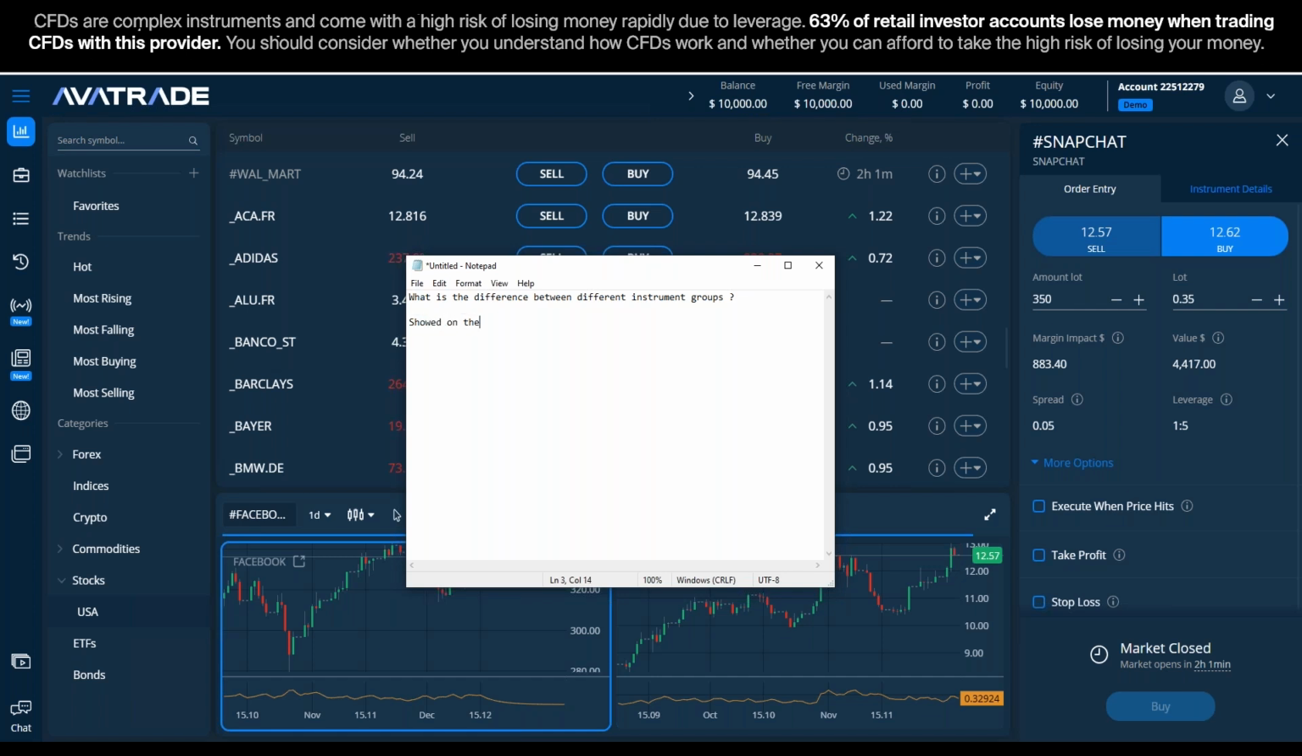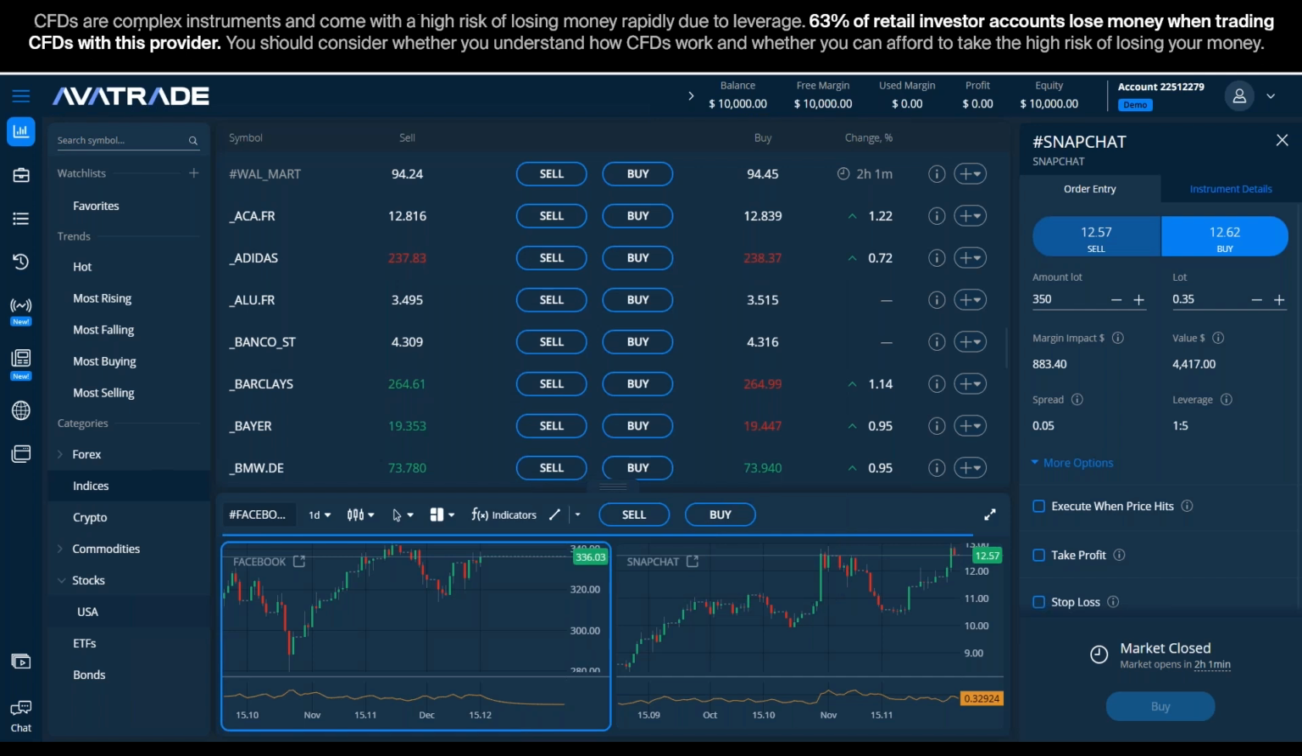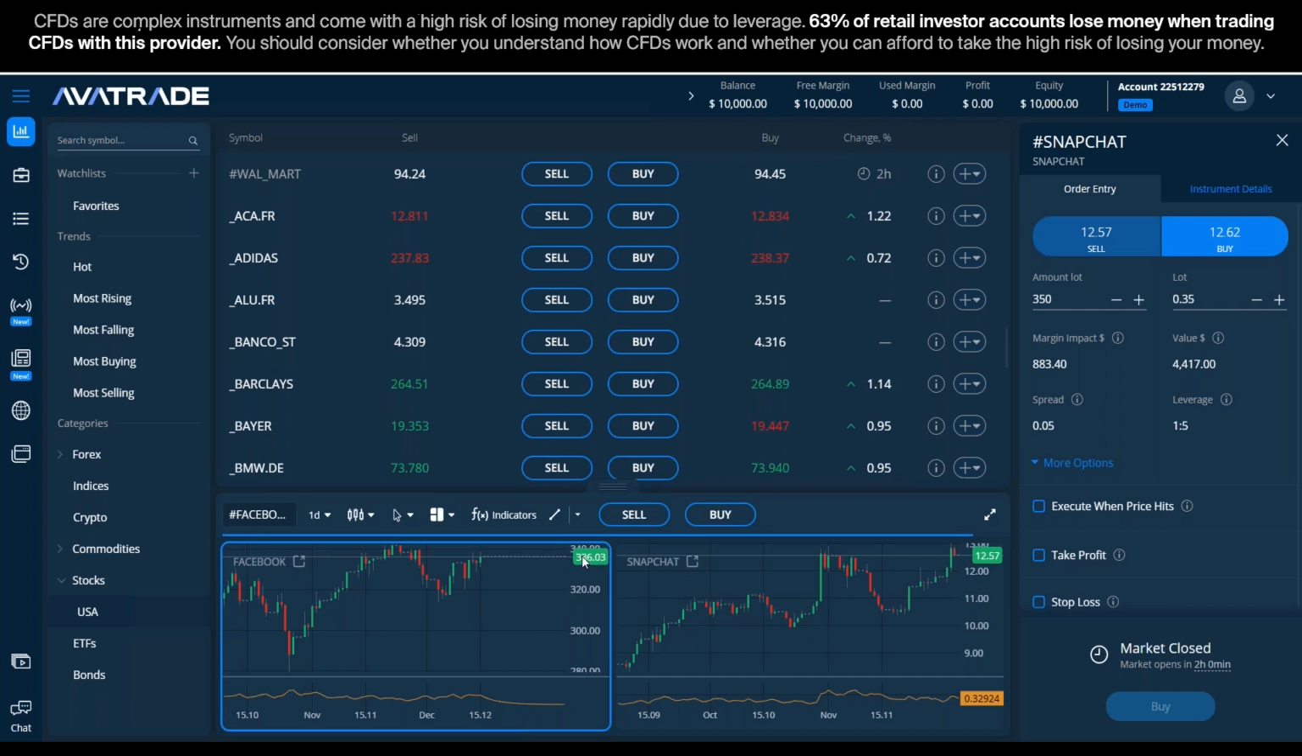Showed on the chart. Okay, it's not really something that I can write down. As I've explained, some of the groups can have impact on each other. As we've learned, indices have much bigger values since they are a group of stocks, so they have a tendency to move much more than maybe one stock or a different instrument, right? We've learned that something with a much bigger value.